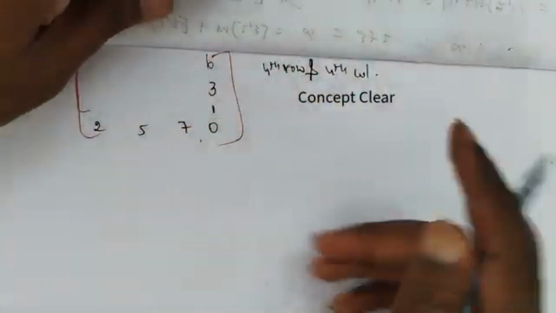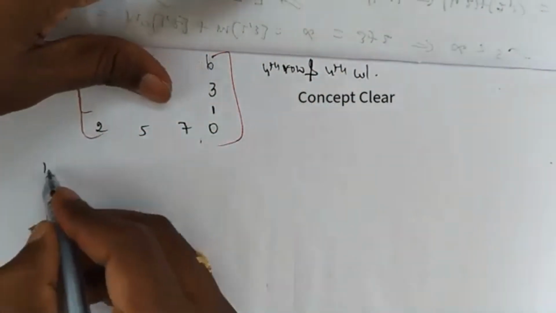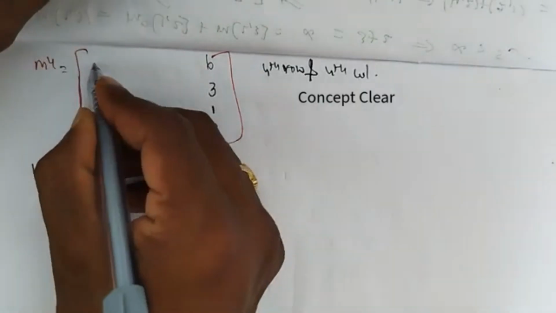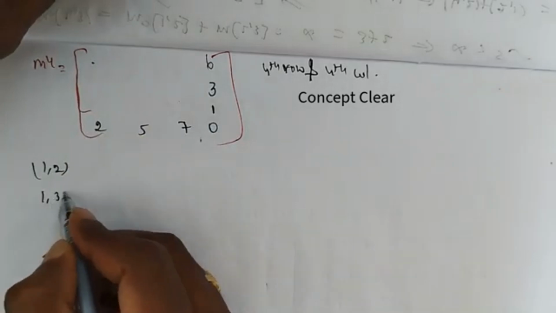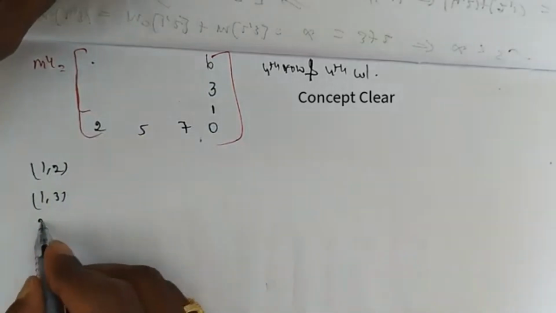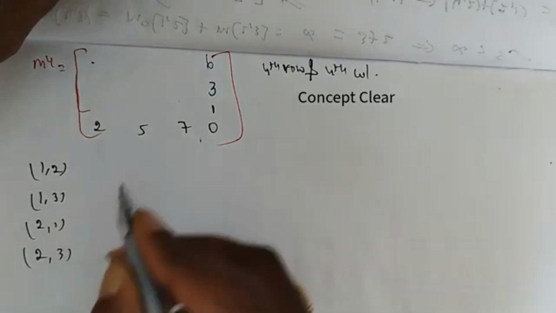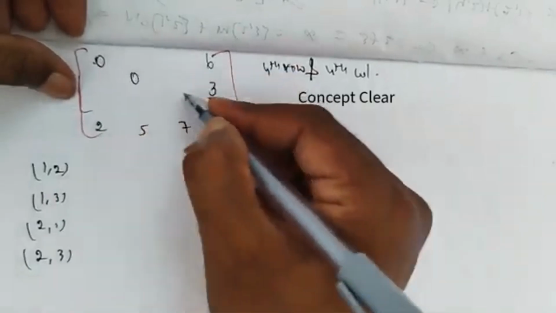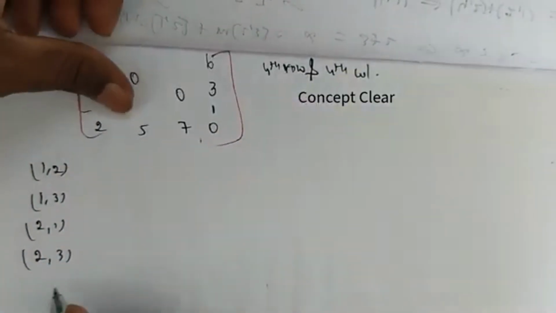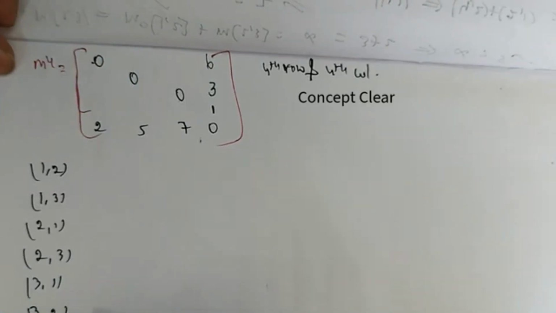And what about the remaining values? You have to find them out: 1 to 2, 1 to 3, 2 to 1, 2 to 3, and the diagonal vertices are zeros, and 3 to 1, 3 to 2. These are the values you have to calculate.